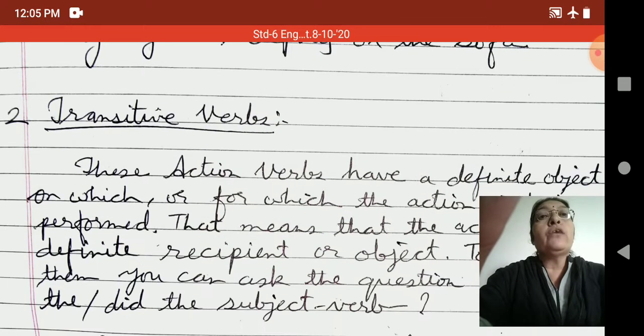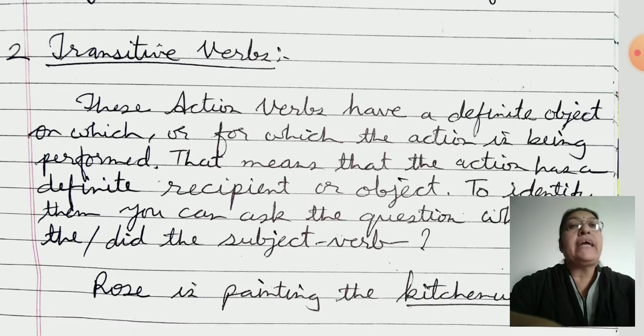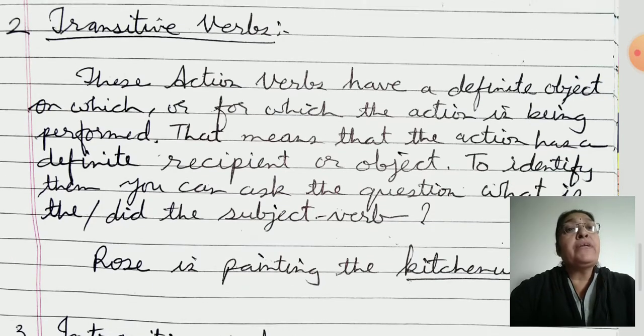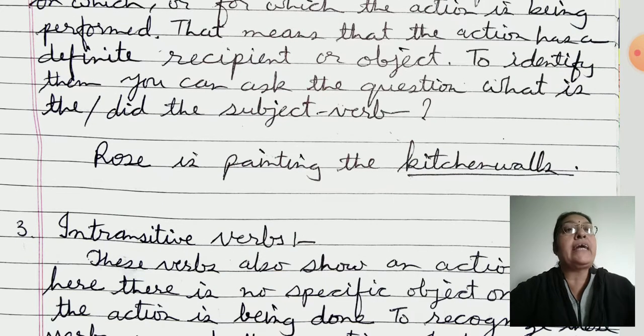Okay? Now we go as per transitive verbs. These action verbs have a definite object on which or for which the action is being performed. That means the action has a definite recipient or object. To identify them, you can ask the question, what is the subject verb-ing? Okay? Rose is painting the kitchen wall. Here the object is the kitchen walls. So definite recipient or object.